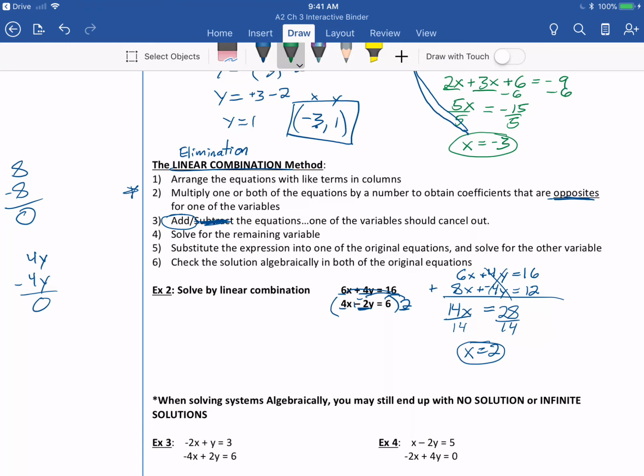It does not matter which one you plug this in for, this x or this x. It does not matter. I'm going to go 6 times 2 plus 4y is equal to 16. So this is going to be 12 plus 4y is equal to 16. I'm going to minus the 12, so I get 4y is equal to 4. And then I get y equals 1.